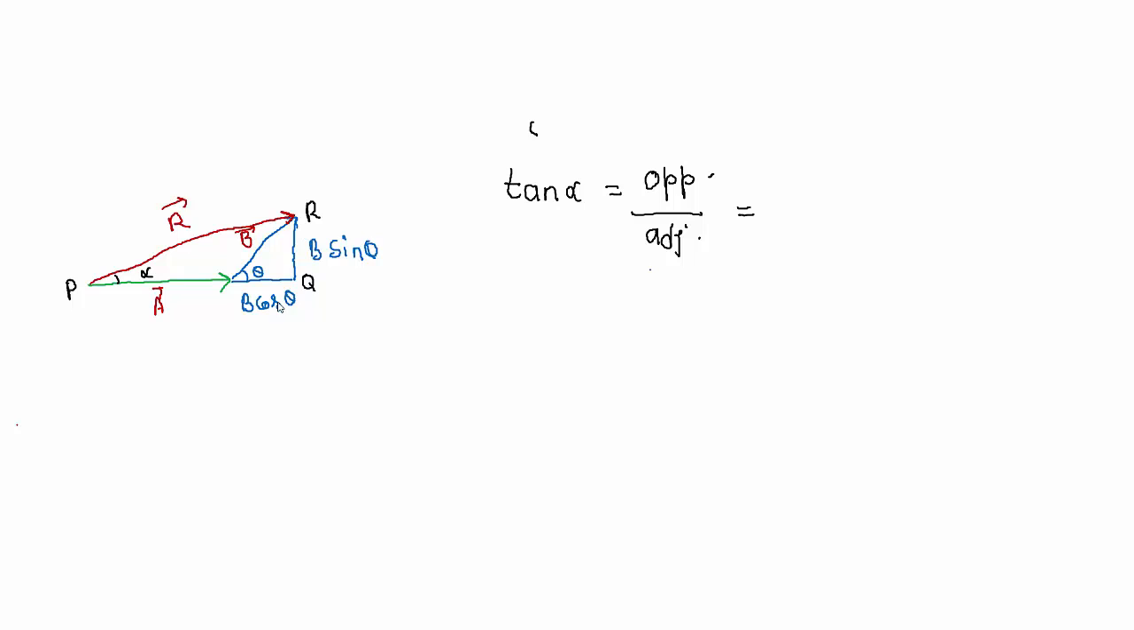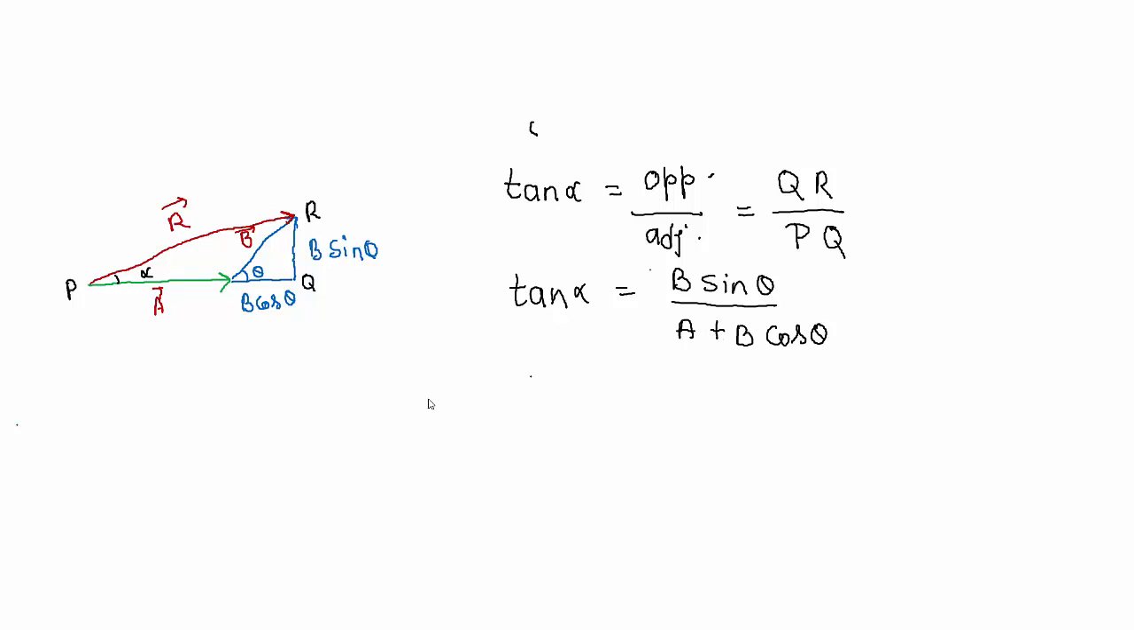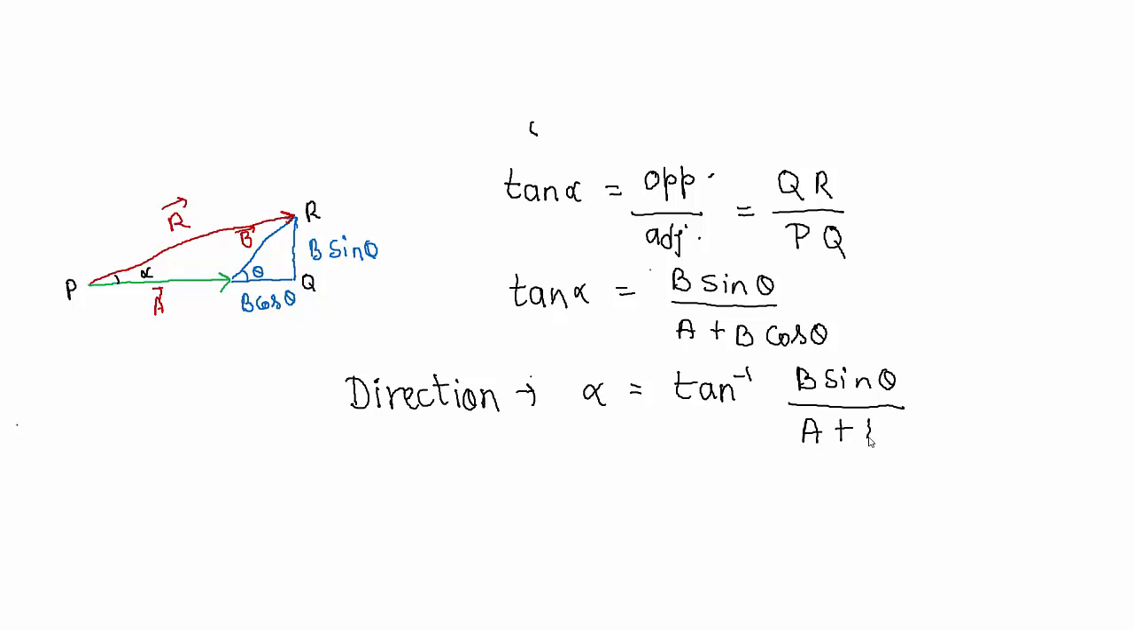Opposite is QR and adjacent side is PQ. So tan alpha equals, you can see QR equals b sin theta and PQ equals a plus b cos theta. So for direction we need to find the angle alpha. So alpha equals tan inverse of b sin theta over a plus b cos theta.